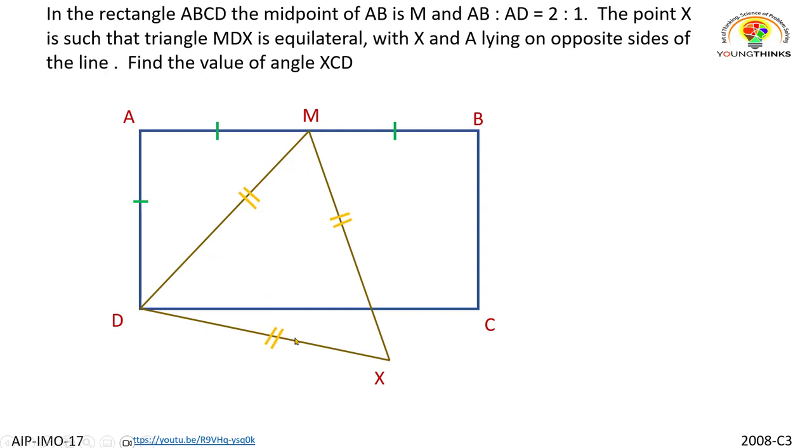Equilateral triangle, all three sides are equal. This angle is 45 degree. This angle is 60 degree. And this angle is also 60 degree here. And because it's 45 degree here, this angle is 60 minus 45, which is 15. In an equilateral triangle, all the three angles are 60. So this is 60. And this is 75.